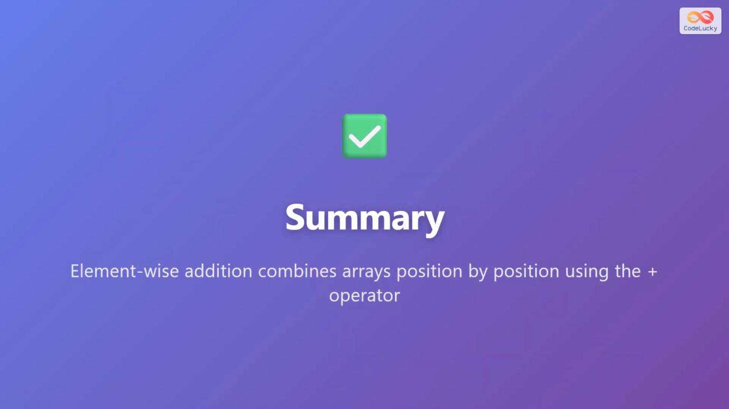To summarize, element-wise addition is a fundamental NumPy operation that combines arrays position by position using the simple plus operator. It's efficient, intuitive, and works with arrays of any dimension. Now you're ready to use element-wise addition in your own NumPy programs.